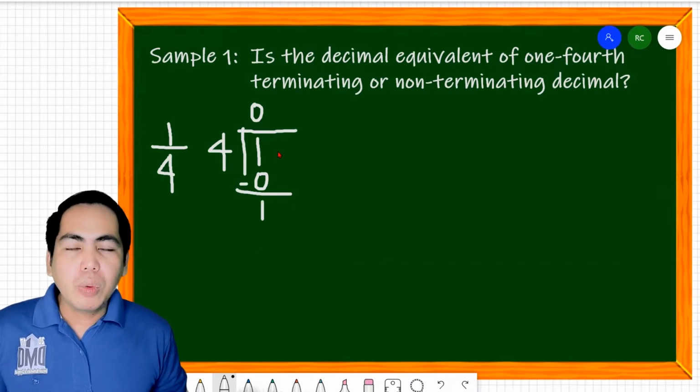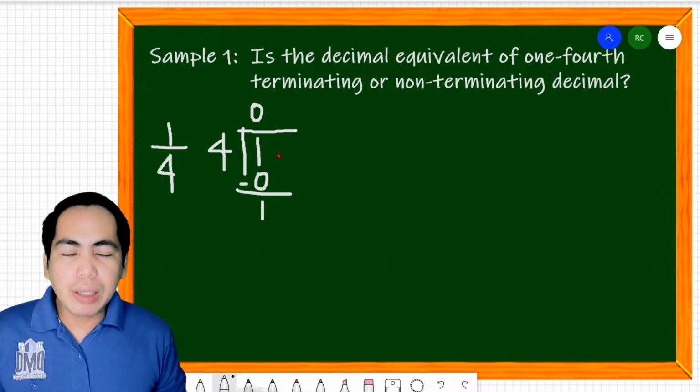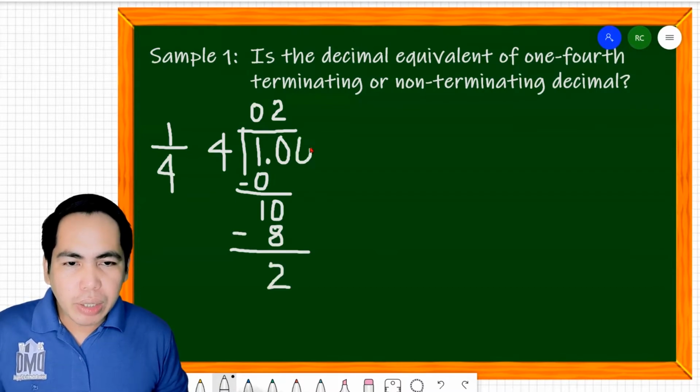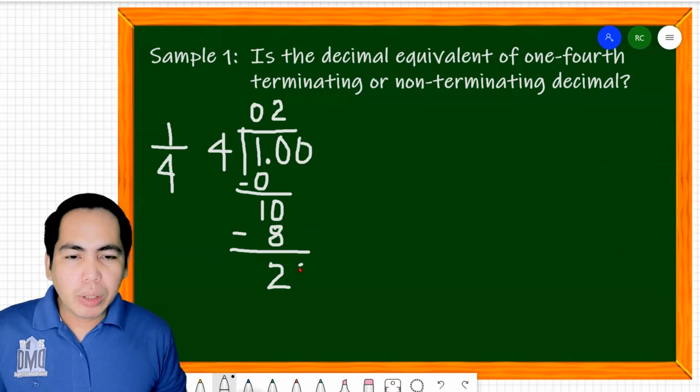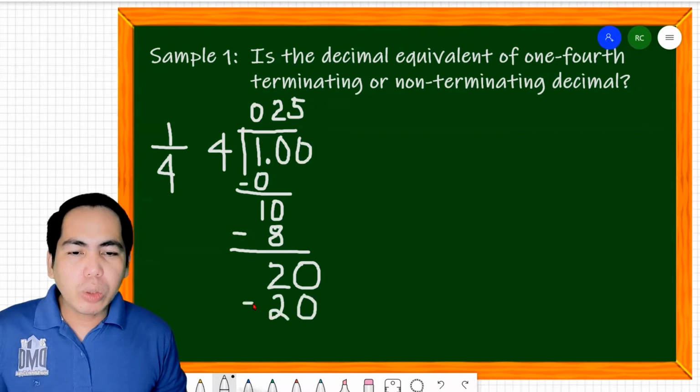After that, we have to add as many zeros as needed in our dividend, but provided we first put the decimal point. So decimal point and then we have 0. Bring down 0. 10 divided by 4 is 2. 2 times 4 is 8. 10 minus 8 is 2. And then we can add another 0, and this 0 will be brought down. So 20 divided by 4 is 5, and 5 times 4 is 20. So 20 minus 20, we have now 0.